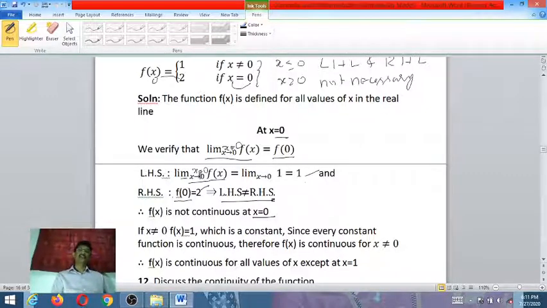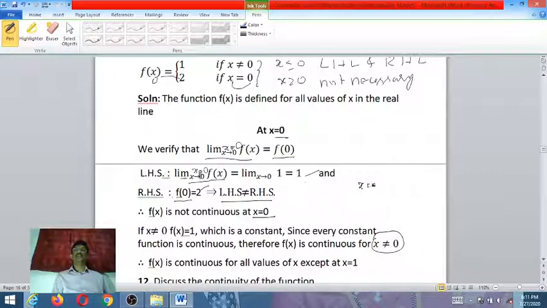For x not equal to 0, look here, whenever x is not equal to 0, f of x is always 1, which is a constant. Since every constant function is continuous, therefore f of x is continuous for all x except at x equal to 0.